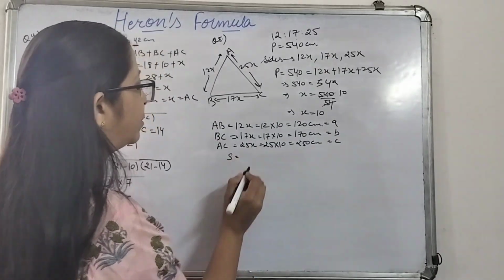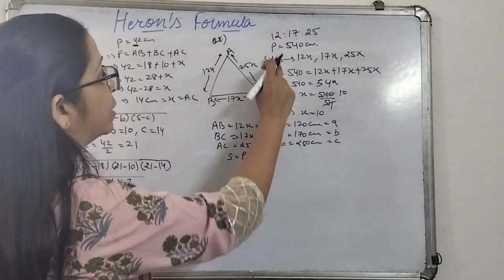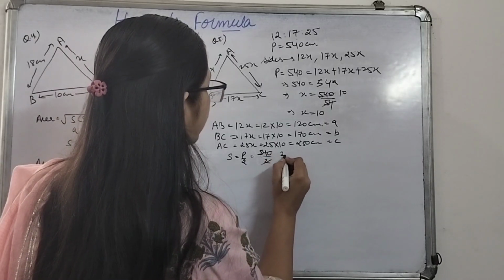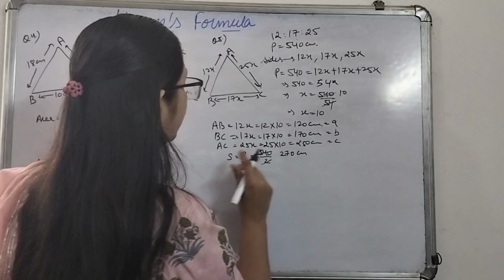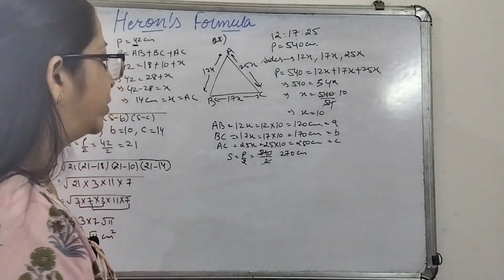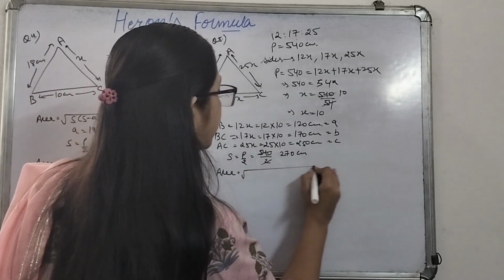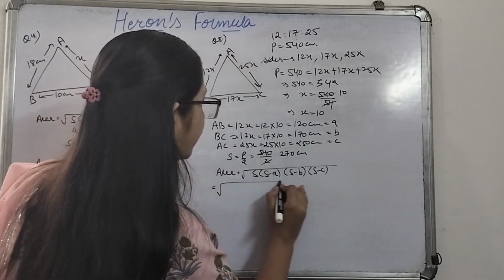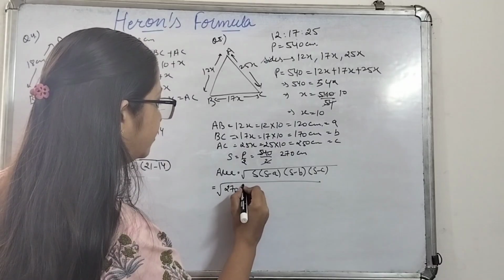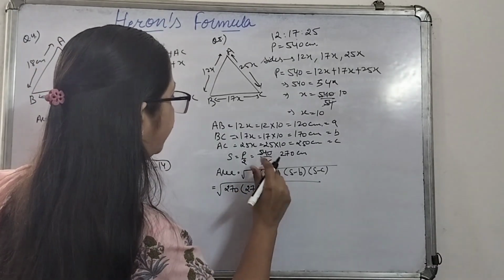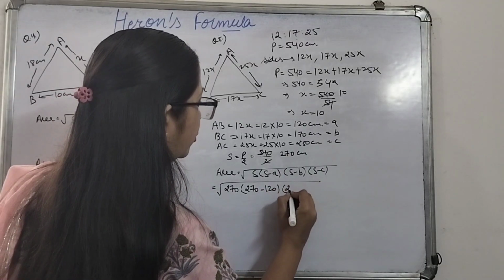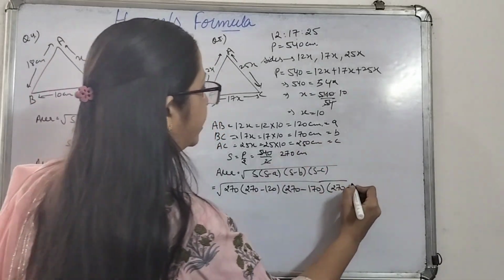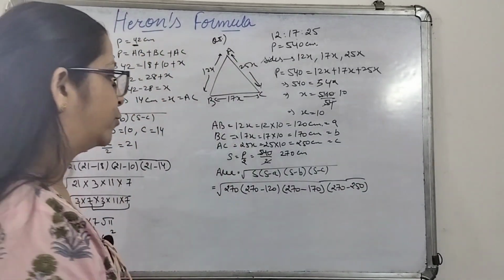So what will the value of semi-perimeter S be? Perimeter divided by 2. Perimeter over here is given to us as 540 divided by 2, so 270 centimeter will be the value of S, that is the semi-perimeter. We know the area is given by Heron's formula, that is root of S, S minus a, S minus b, and S minus c. So we will be keeping all the values. Value of S is 270 multiplied by S minus a, that is 270 minus 120, 270 minus b is 170, and 270 minus c is 250. So we will be solving it further. What value will we get?